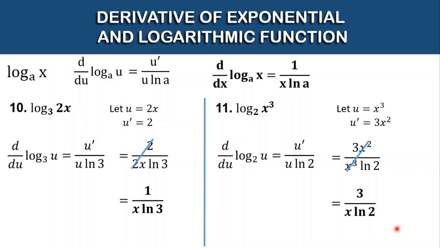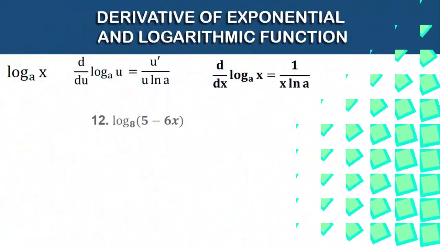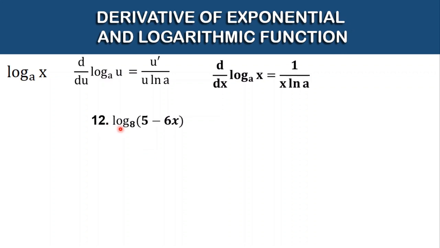Let's proceed now to our example number 12. Find the derivative of the logarithm of the quantity 5 minus 6x with base 8. So ito yung ating u. Let u is equal to 5 minus 6x. Then for our u prime, the derivative of u, so the derivative of 5 is 0, the derivative of 6x is 6. So since 0 minus 6, we have negative 6 as the derivative of our u.